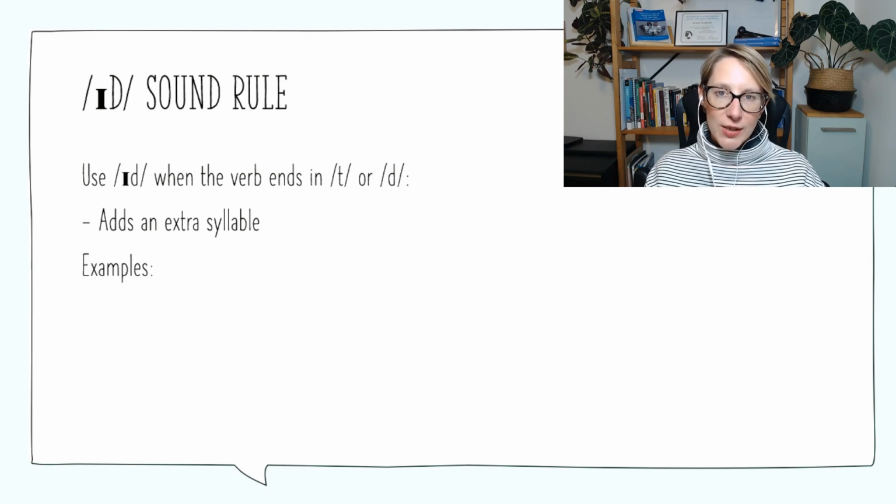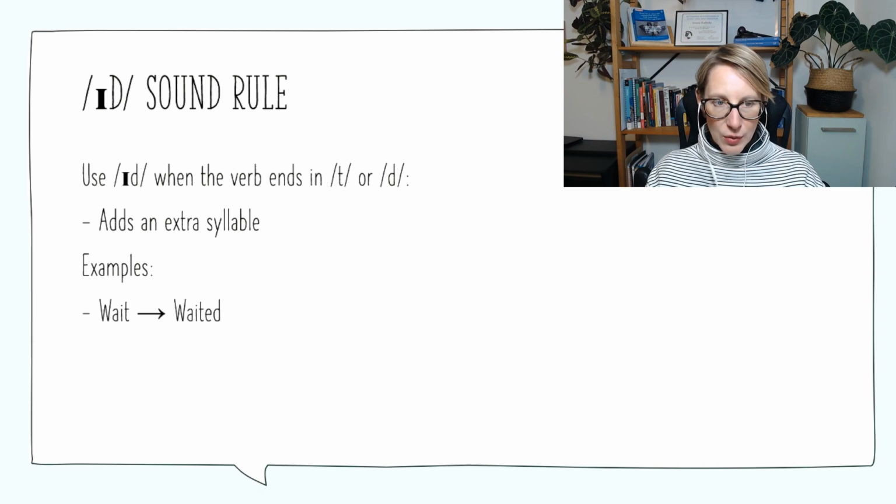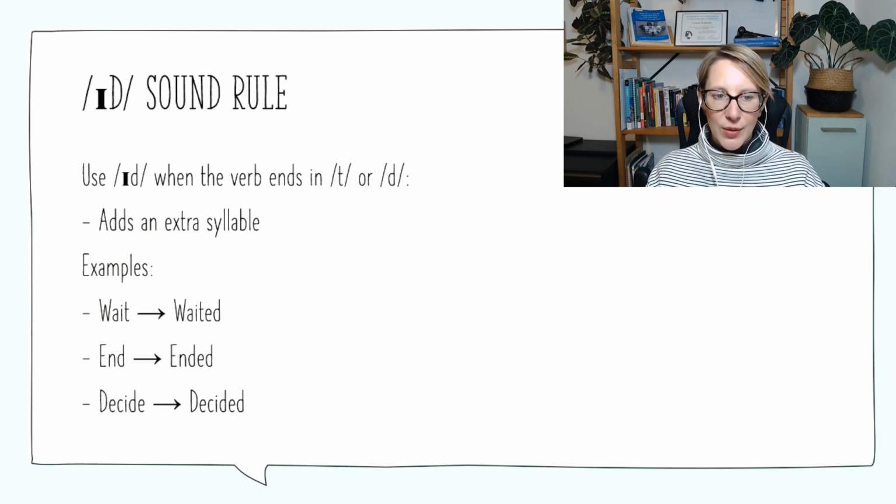We can look at some examples here of the id sound when it's correctly used. Wait, waited. End, ended. Decide, decided. So you can see there we're adding an extra syllable, waited.